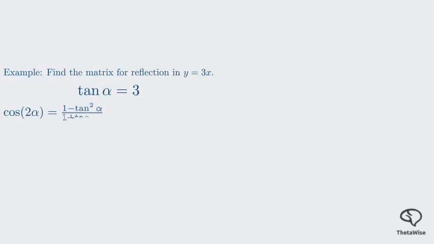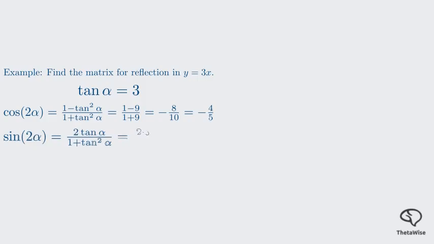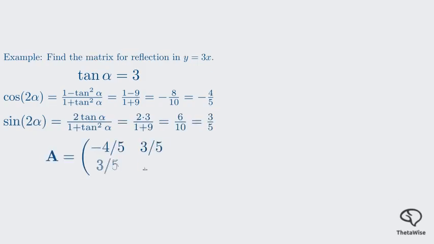We'll find the matrix for reflection in the line y equals 3x. The slope of the mirror line is 3, so tan alpha equals 3. We can use the double angle identities to find cos 2 alpha and sin 2 alpha.